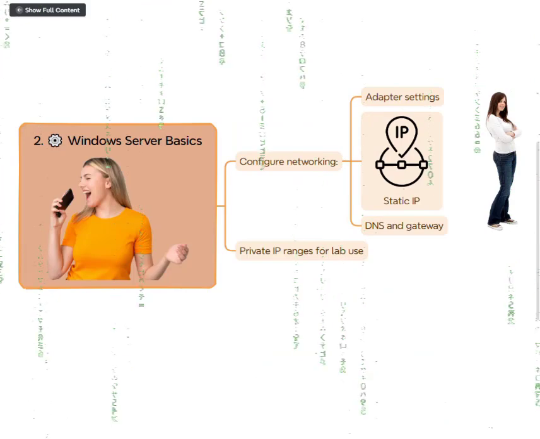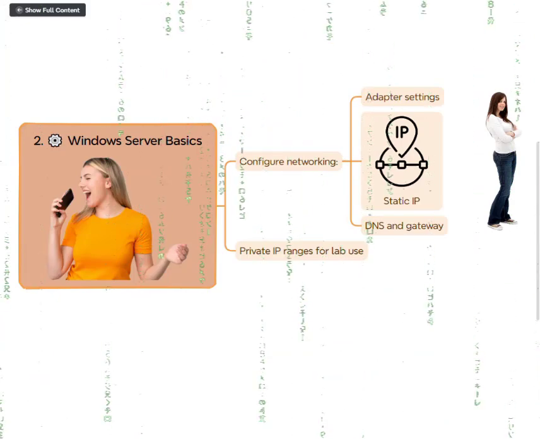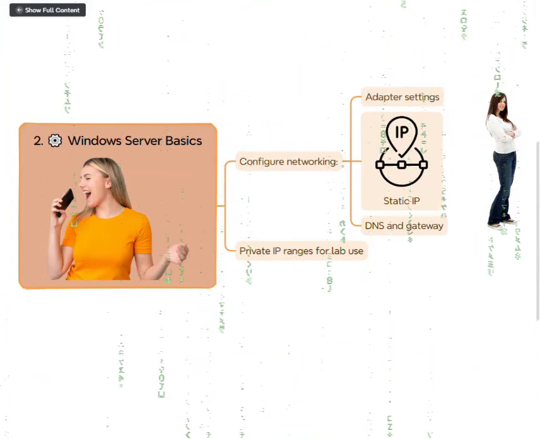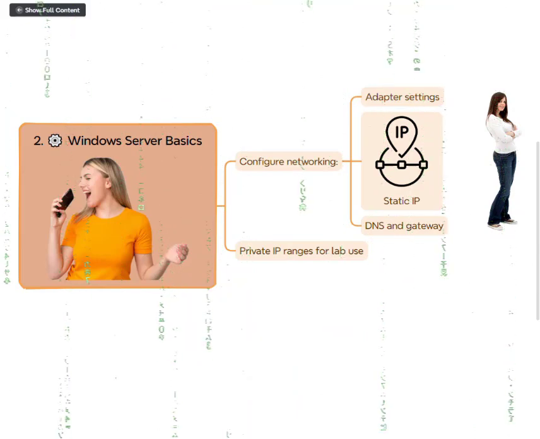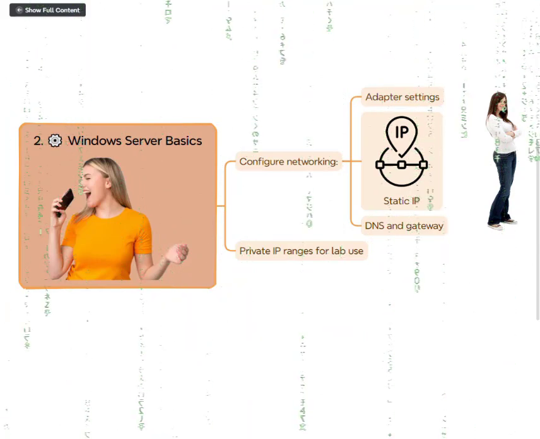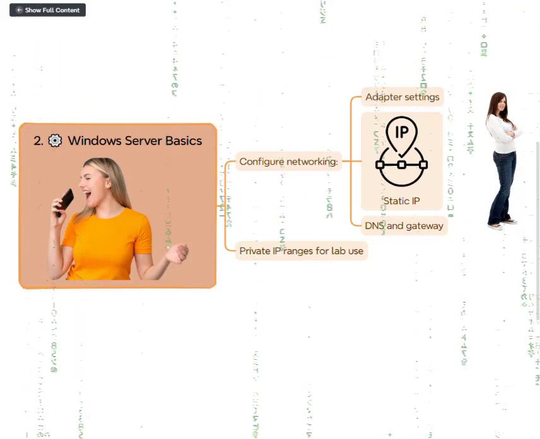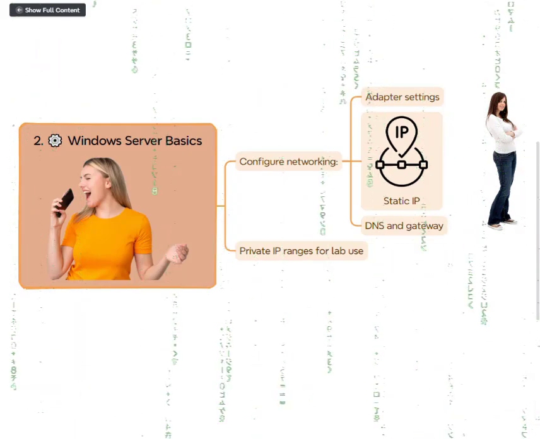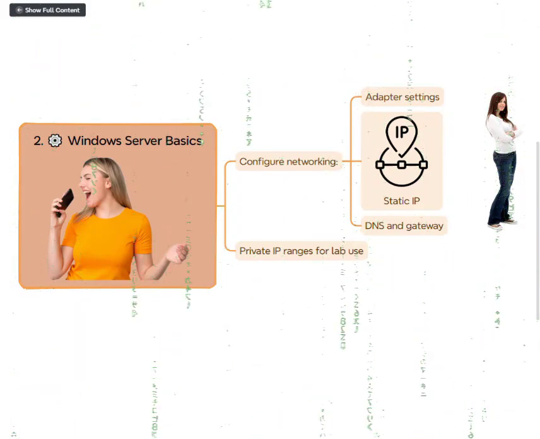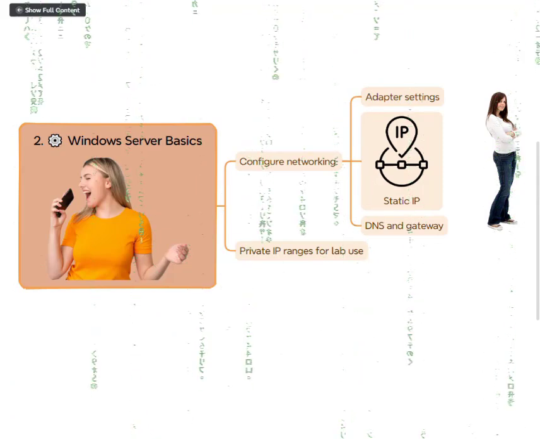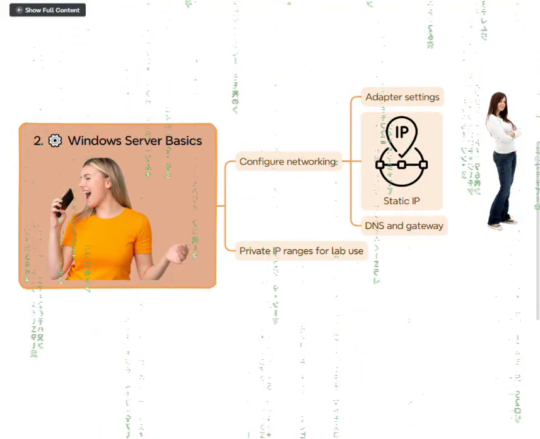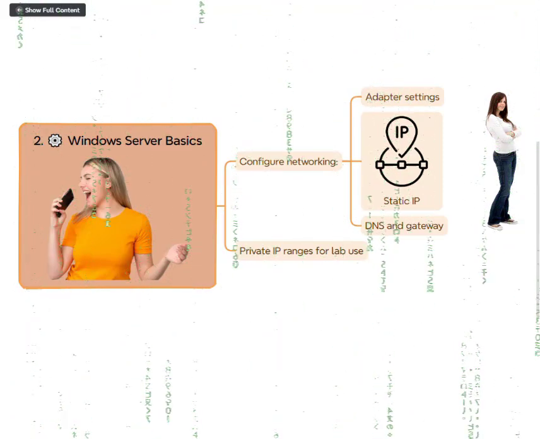Windows Server Basics. Before you start doing anything fancy with Windows Server, you've got to get the basic stuff out of the way. That starts with configuring your networking. You go into your adapter settings, assign a static IP, set up your DNS, and make sure your gateway, which is usually your router, is all set. This part is crucial because it lays the foundation for everything else.